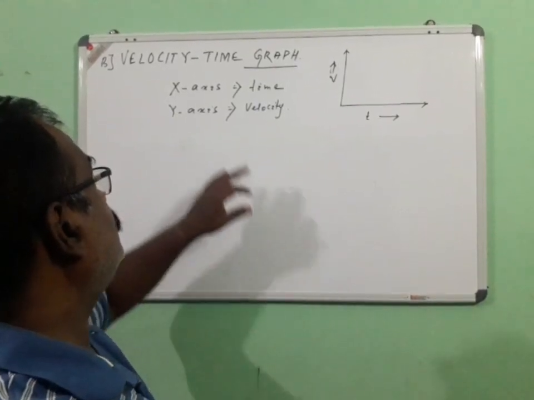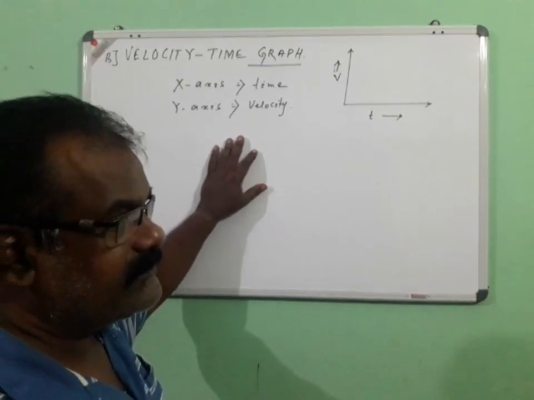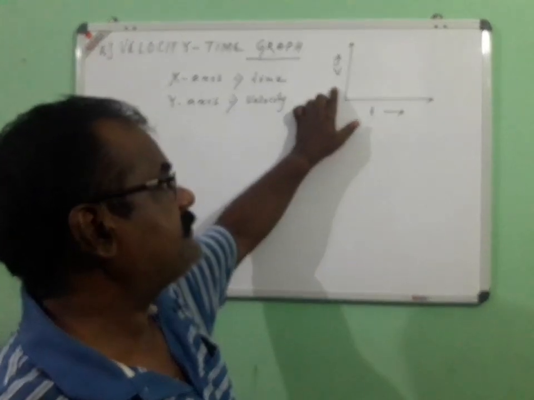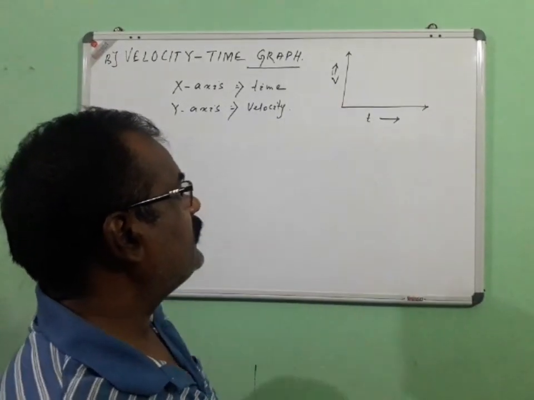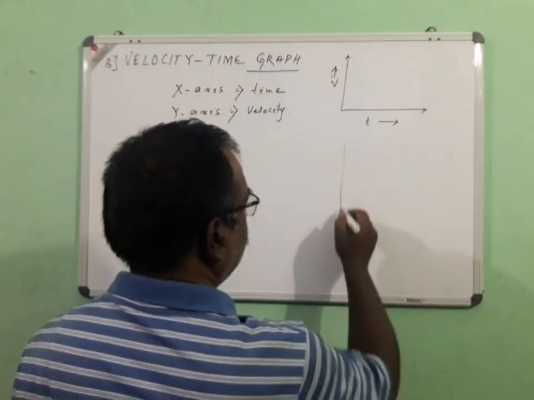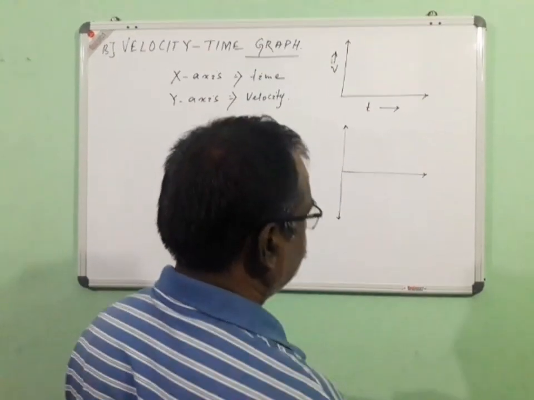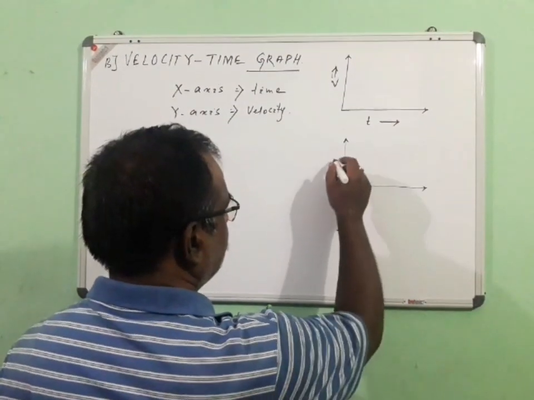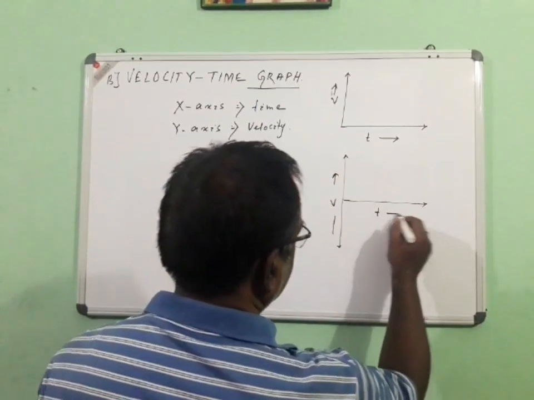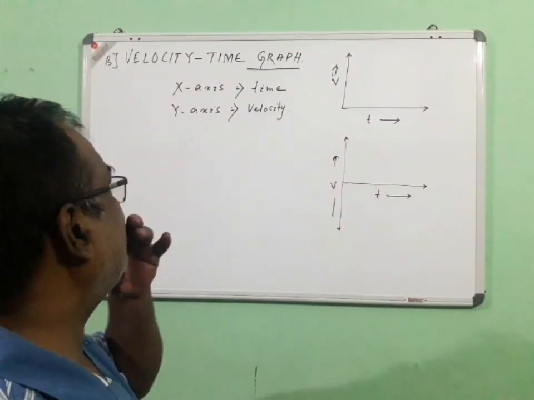So, after discussing the displacement time graph, now we'll discuss the second one, in which the x-axis represents time, whereas the y-axis represents v, velocity. It may be either in the positive direction or in both positive and negative. As you know, velocity is a vector quantity, so velocity can be taken on the positive or negative side, and time is always positive. So it can be represented in this manner.